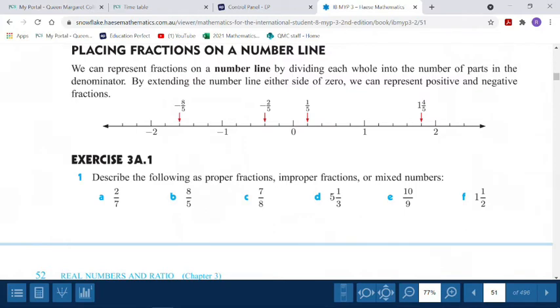Here's an example of where they're just placing them on the number line. You're going to be doing that. So let's just describe these as either proper fractions, improper fractions, or mixed numbers. So look at 2/7. Is the numerator smaller than the denominator? So that's a proper fraction. 8/5. Is the numerator bigger than the denominator? The numerator is bigger this time, yes? So that's an improper fraction. And then finally, 5 1/3. You notice there's a whole number and a fraction? That's a mixed number. So be prepared for that.